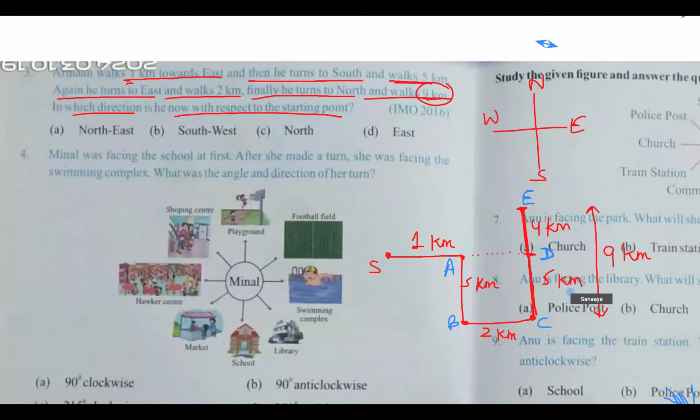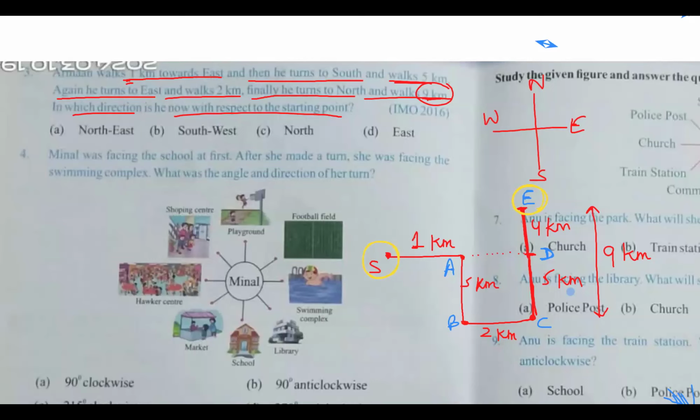Isn't it? Say yes or no? Yes, ma'am. Okay. So now, will you try? In which direction is he now with respect to the starting point? That means what we have to check? The relation between which two points? This is the starting point S and this is the final point E. We have drawn the entire arrangement and now we have to tell in which direction is he finally with respect to the starting point.